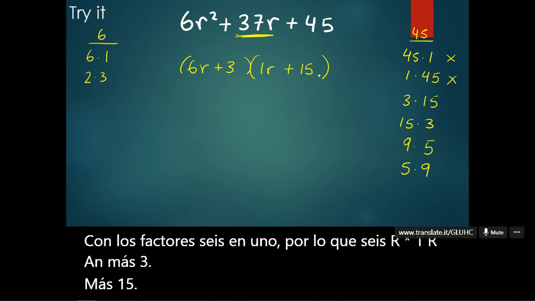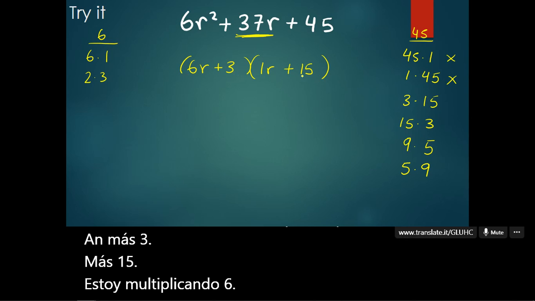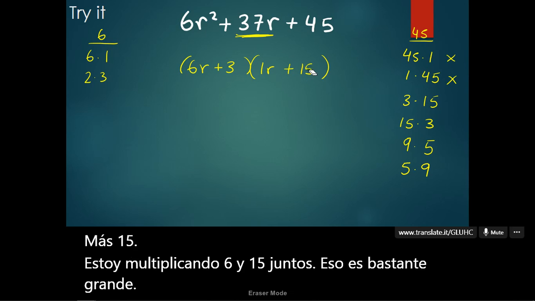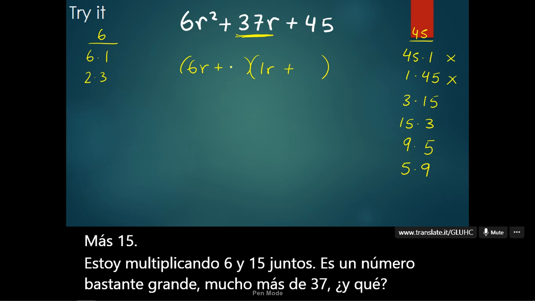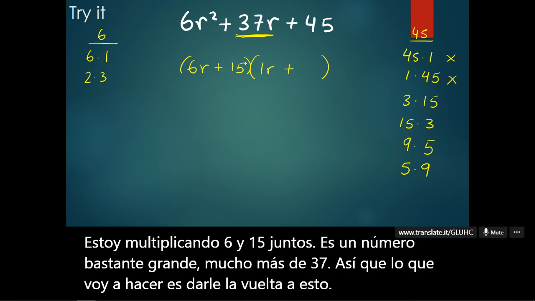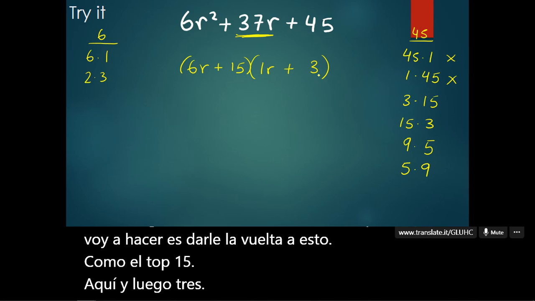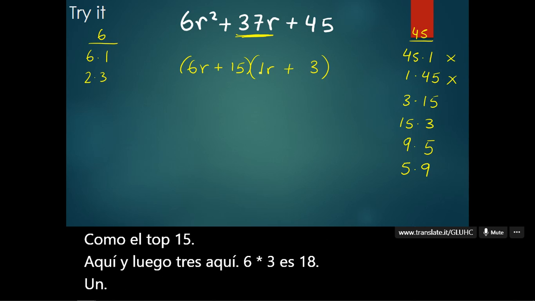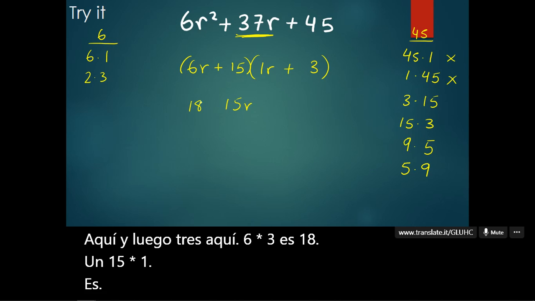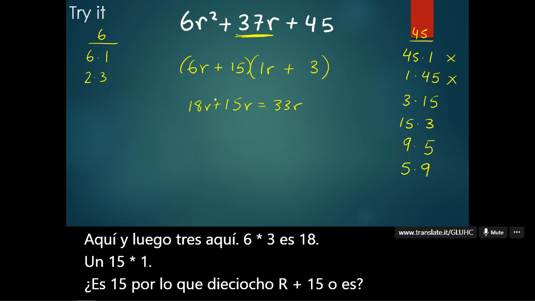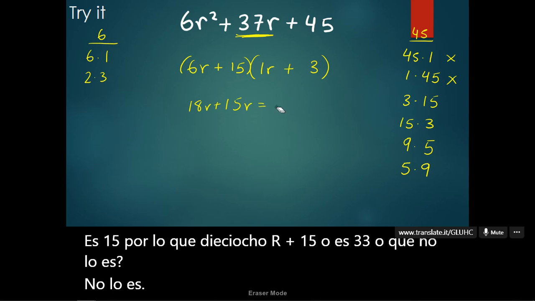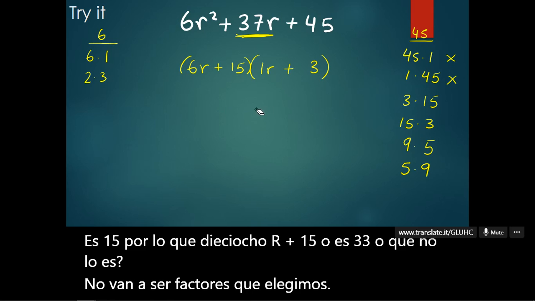I'm multiplying 6 and 15 together. That's a pretty big number, a lot more than 37. So what I'm going to do is just flip these around like that. 15 here, and then 3 here. 6 times 3 is 18, and 15 times 1 is 15. So 18r plus 15r is 33r, which is not going to be our factors that we choose here. They don't add up to 37.